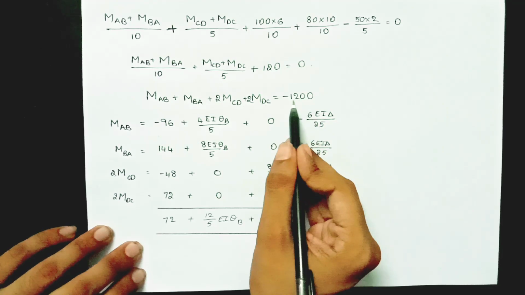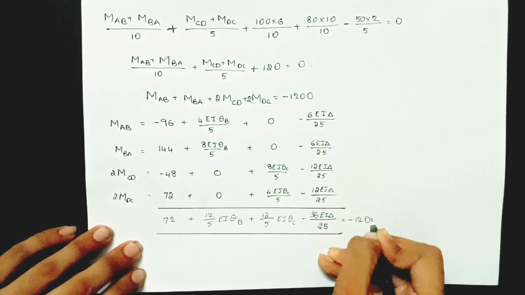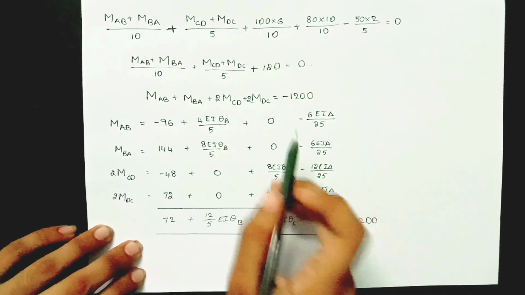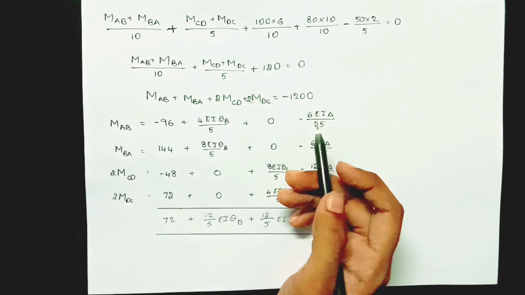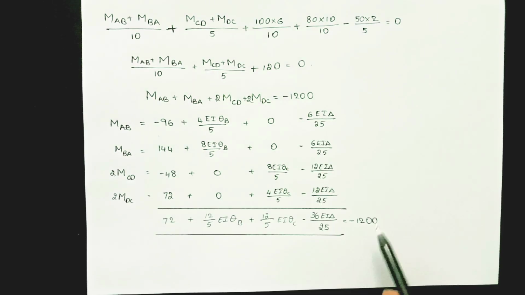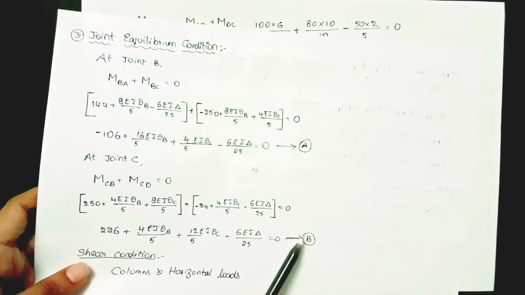We should equate it finally to minus 1200. So do not equate it to 0, okay? It is finally equated to minus 1200. So with this we have got the third equation. So in step 3 we got A, B.